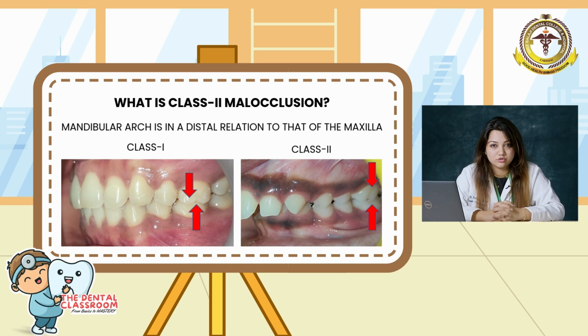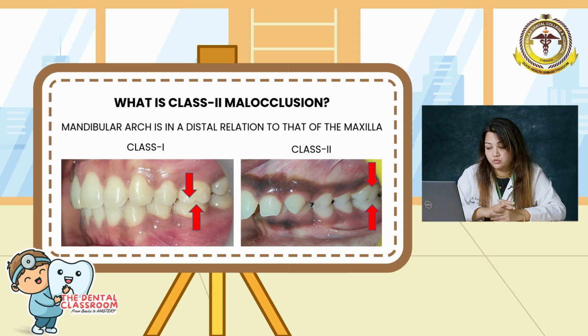So now what is Class II Malocclusion? Class II Malocclusion is where the mandibular arch is in a distal relation as compared to the maxillary arch. In other words, the mandible sits far back as compared to the maxilla. We have two images here. The first image shows a normal occlusion or a Class I occlusion where the mesiobuccal cusp of the maxillary first molar occludes with the buccal groove of the mandibular first molar. Also, the maxillary canine lies in the embrasure area between the mandibular canine and the mandibular first premolar.